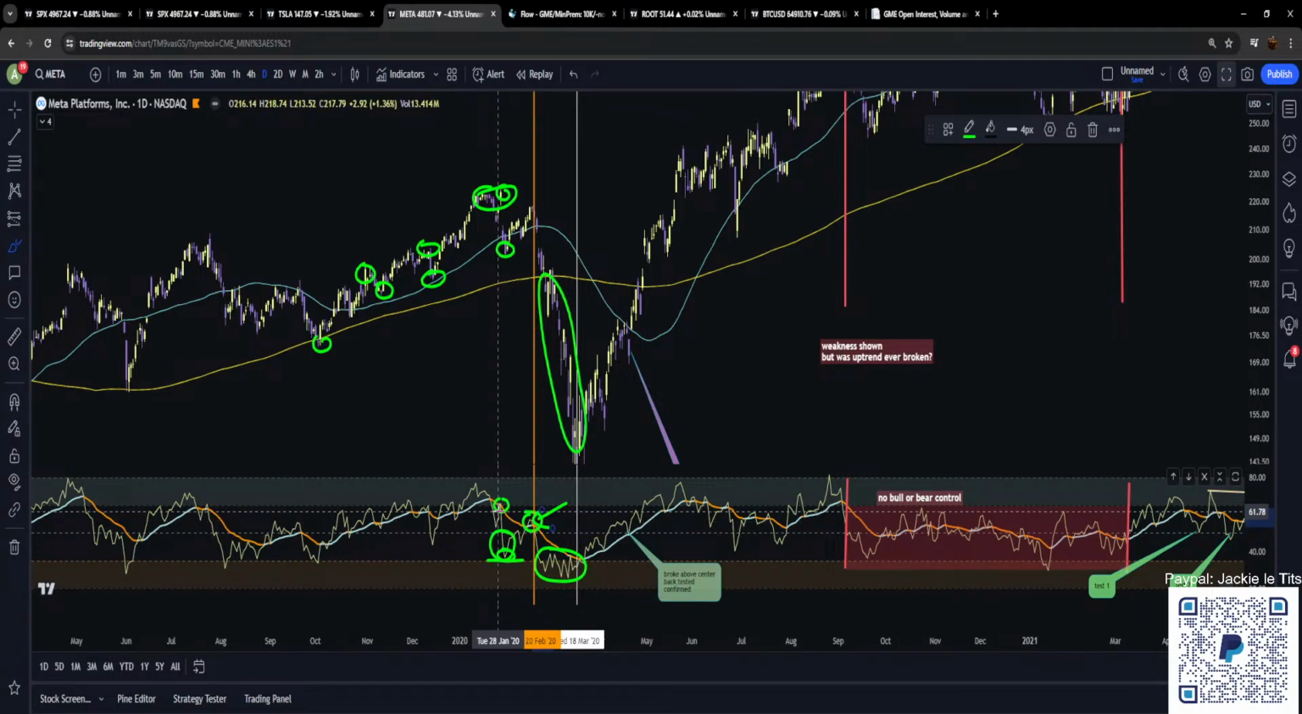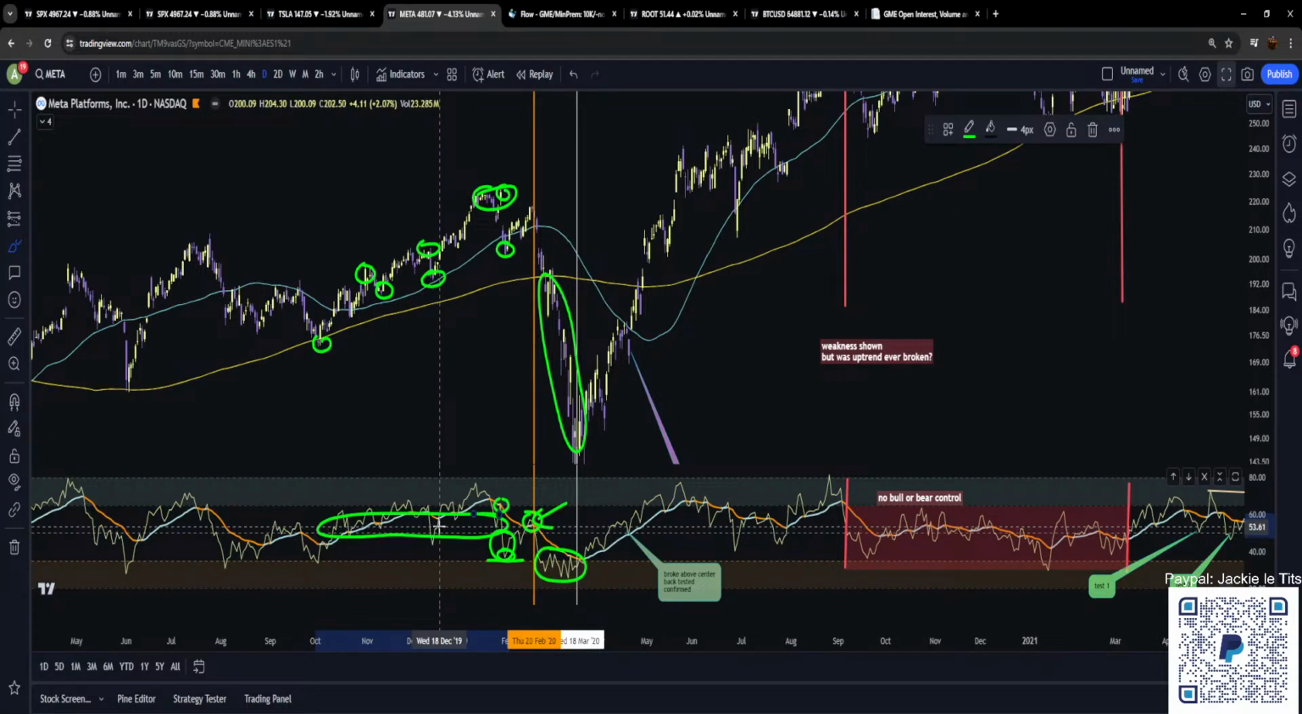This one here, where you rejected the EMA and lost the center, look at where your RSI was that entire time. It never once spent more than a single day underneath the center line.